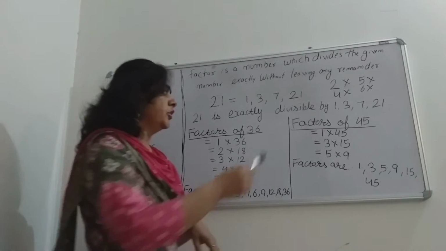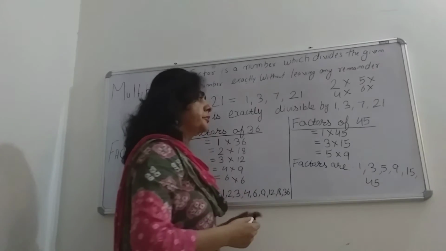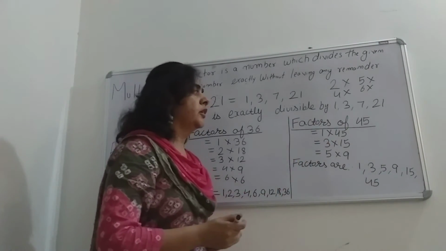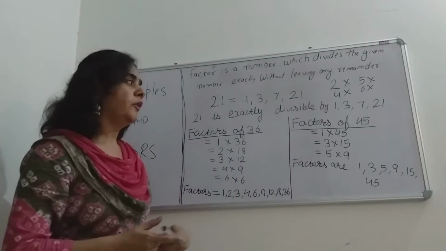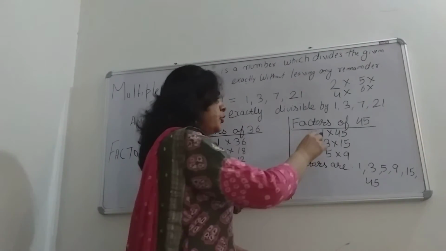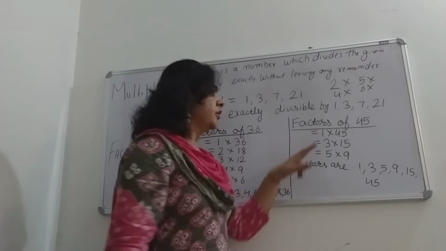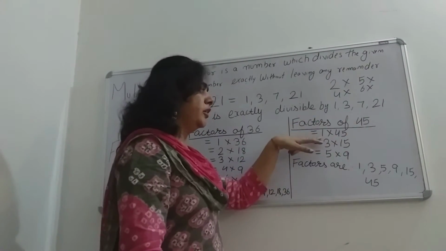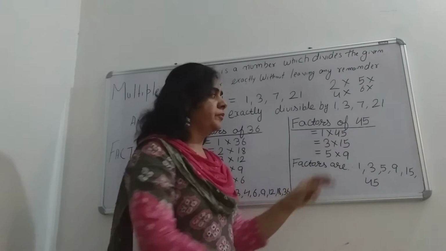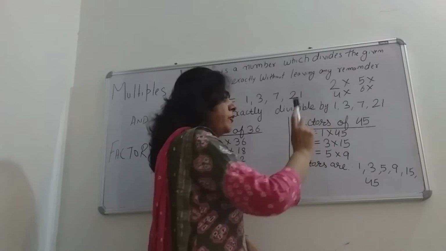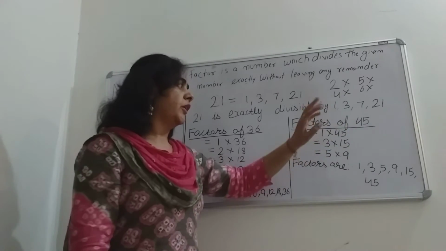So in the next question, we have to find the factors of 45. Now how will you start? I told you that you have to start with 1. 1 is a factor of every number, so firstly you will write 1. If you divide 45 by 1, what will be the quotient? The quotient will be 45. So 1 and 45 are factors of 45.